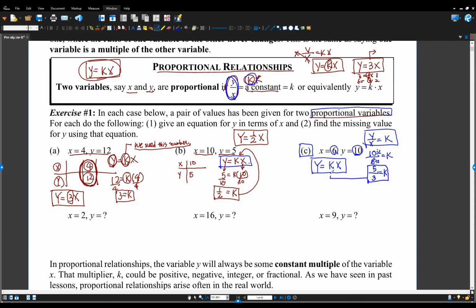Put this number up here. Now we found the relationship, which is the equation y equals 5 over 3 x. That's the equation. Are you guys with me?